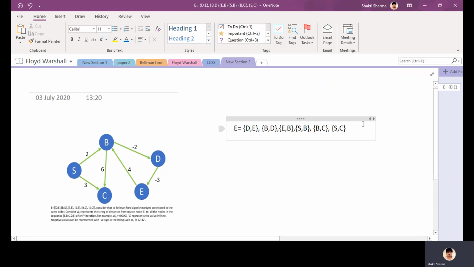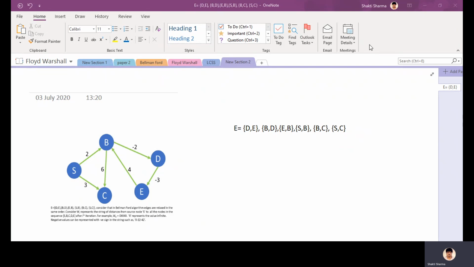So what happens in the Bellman-Ford algorithm is that we relax these edges in the given sequence for V minus 1 number of times. Here the number of nodes are 1, 2, 3, 4, 5. So 5 nodes means we will relax 4 number of times. Now after 4 times we will try to relax the edges one more time, that is the 5th time.